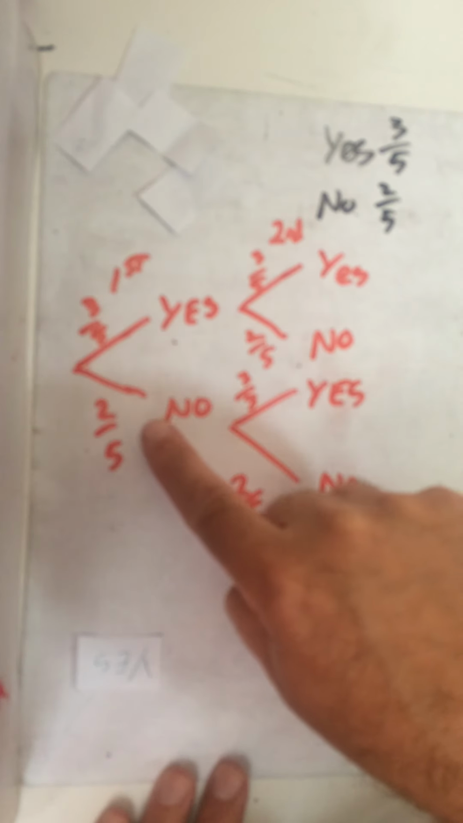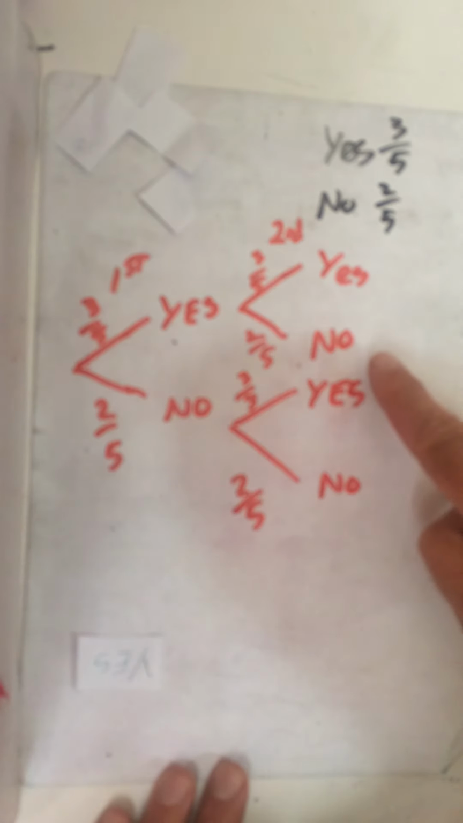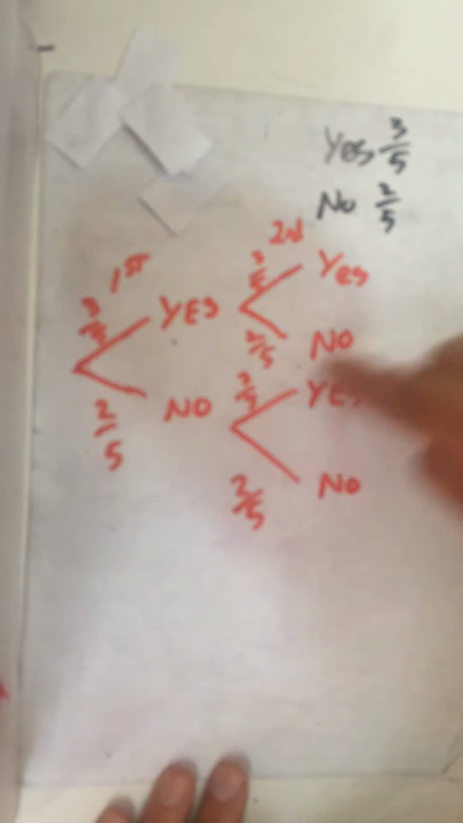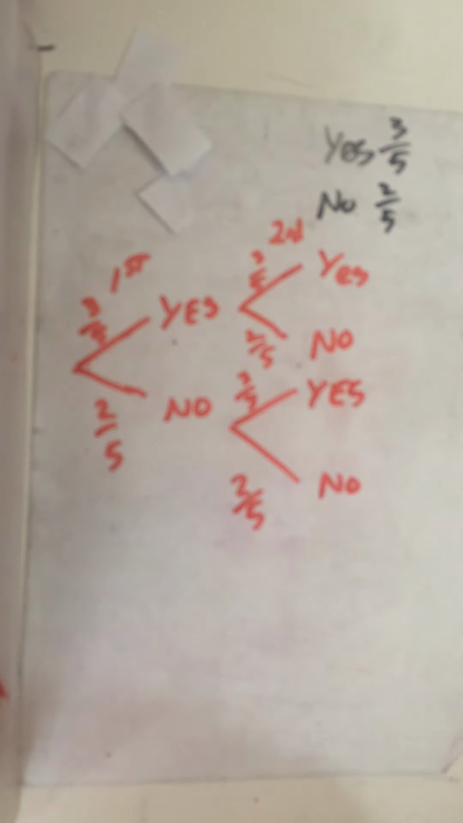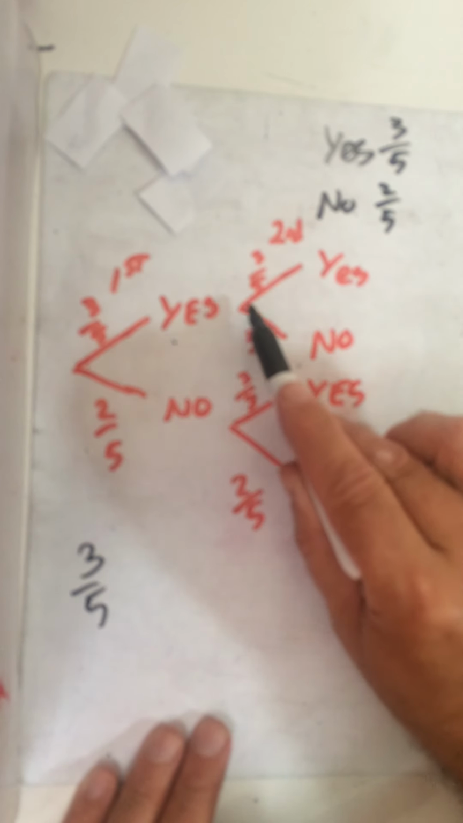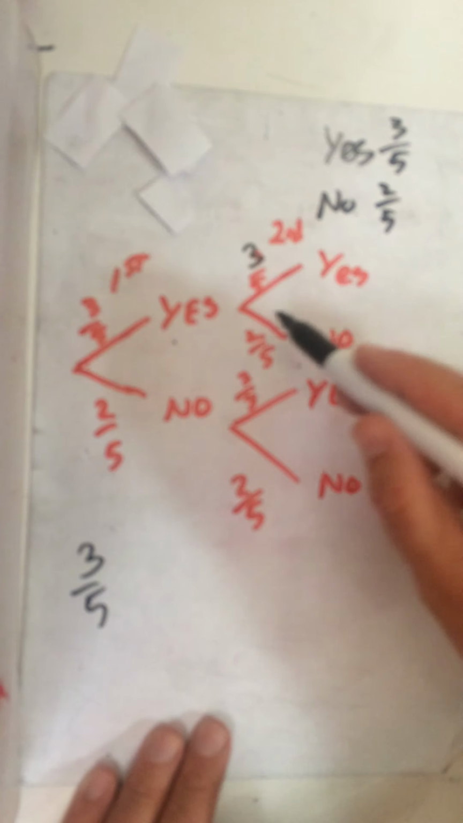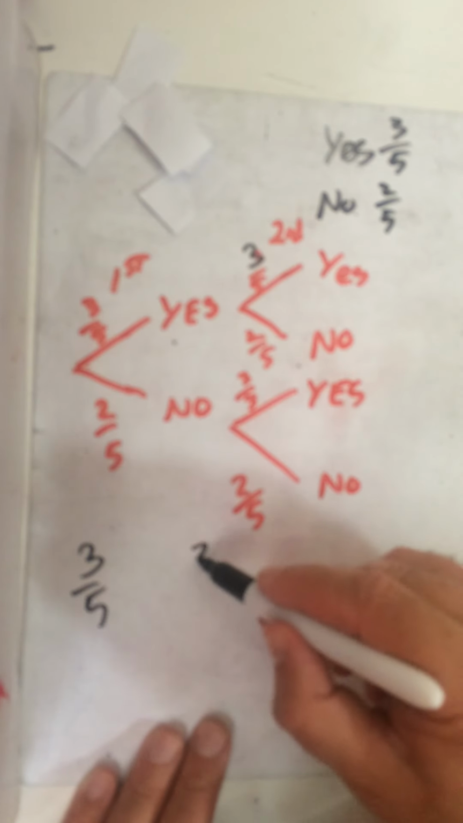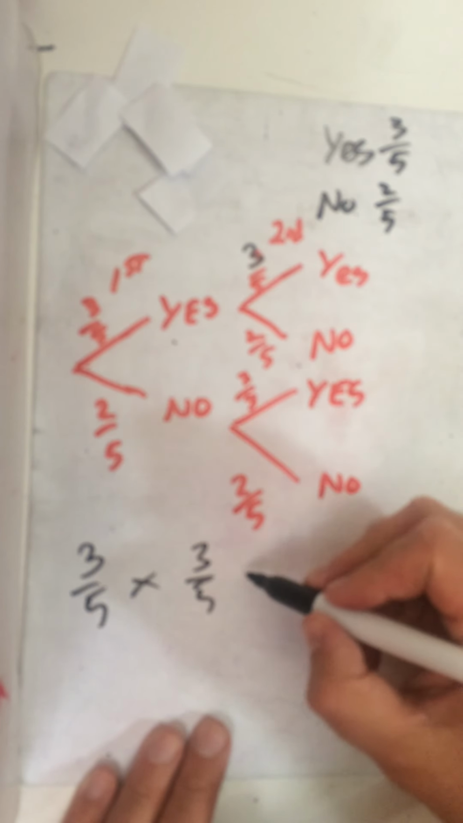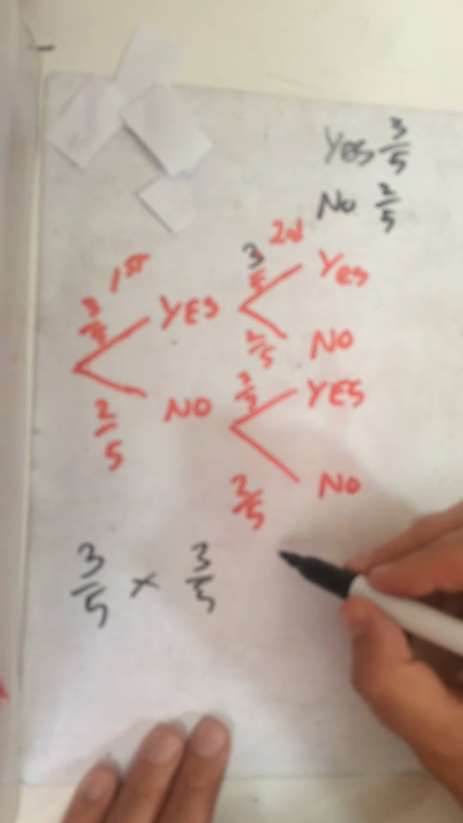So to have gone down this route, I would have a 2 and 5 chance, then a 3 and 5 chance, and I would multiply those together in order to find the probability of me getting a no first and then a yes. Let's have a little look at the probability of getting 2 yes cards. The first probability of a yes card is 3/5. So we come to here. Then the second probability of a yes card is also 3/5. So remember, it's 2 independent events, so we multiply those together.